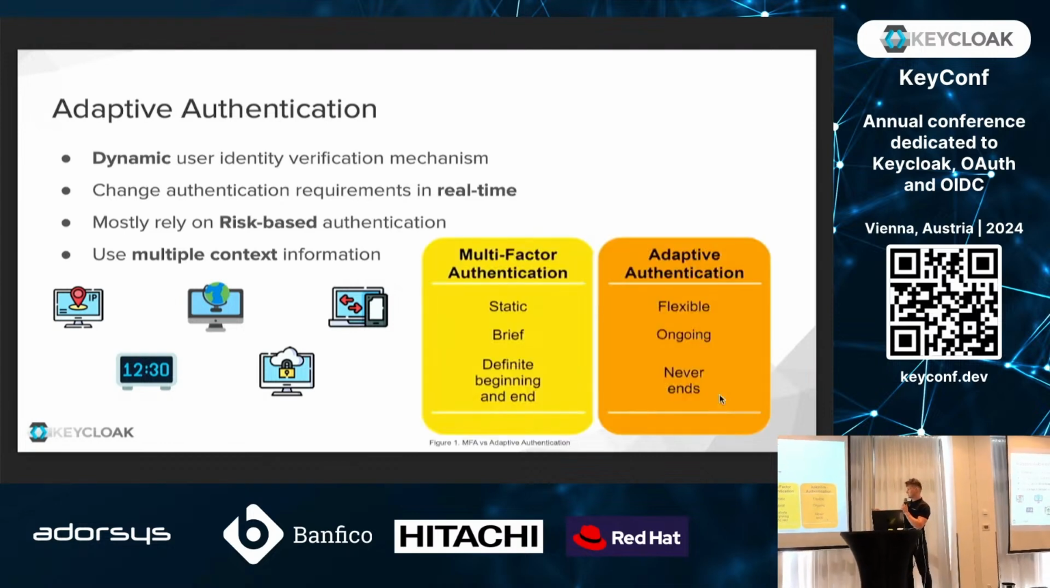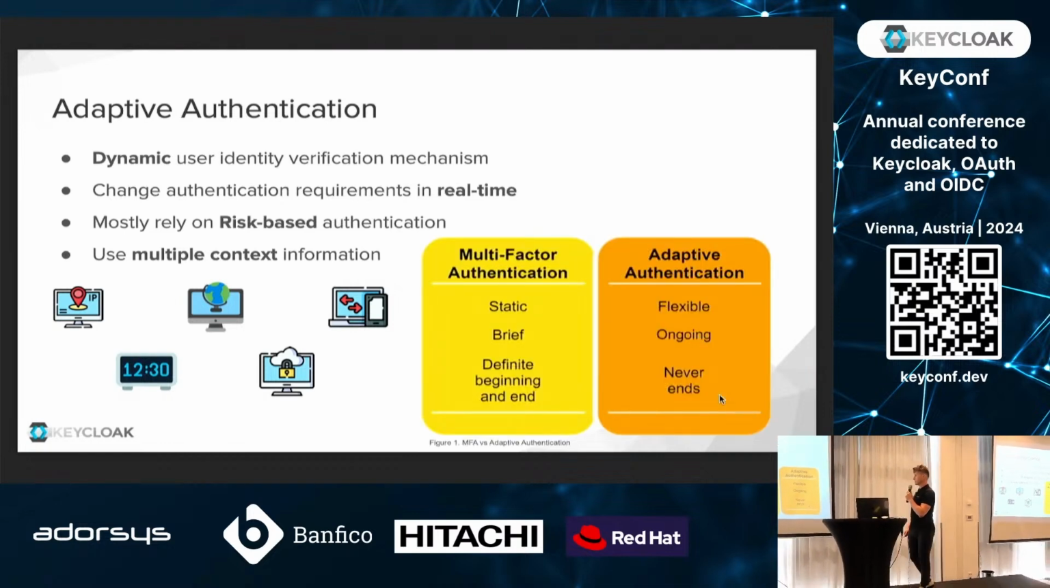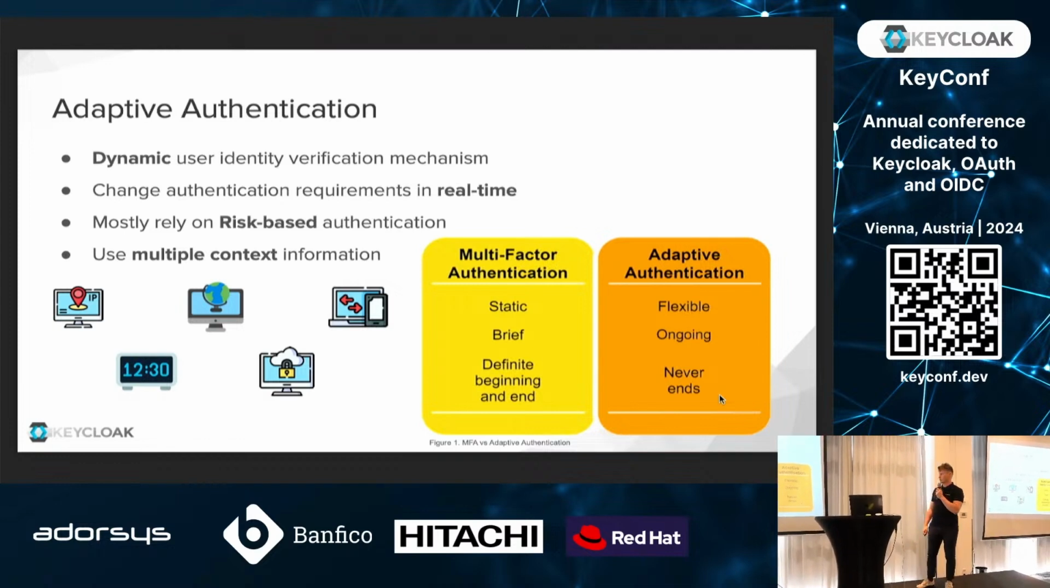On the picture here, you can see the difference between multi-factor authentication and adaptive authentication. The adaptive one should be more flexible, ongoing, and continuous, in terms of when some suspicious activity is happening on the user side, the user is just dropped or locked out. It never ends, in contrast with MFA. That's the ongoing part, right?